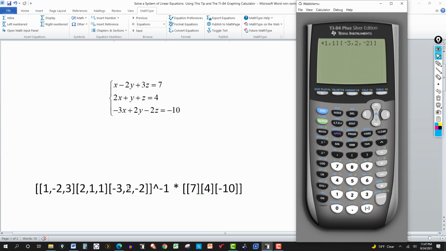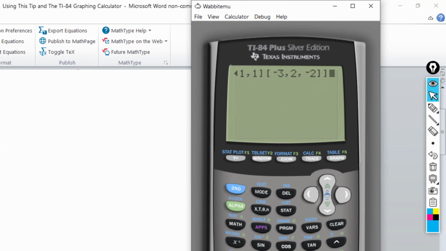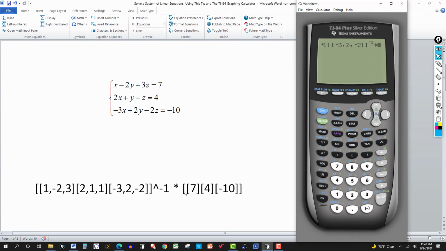Okay, then I want to take that to the -1 power. So exponent here, and then -1. And then I'm going to multiply here, so I'm going to times. Then I'm going to enter this on the calculator. A bracket on the left and right, and then inside each component, in this case the components on the right, the 7, the 4, and the negative 10 will go there. 7, 4, negative 10. So again, be second, and then left bracket, and I enter the 7.